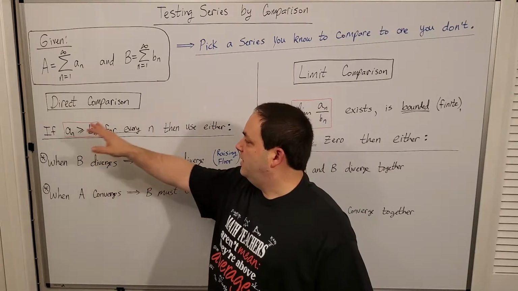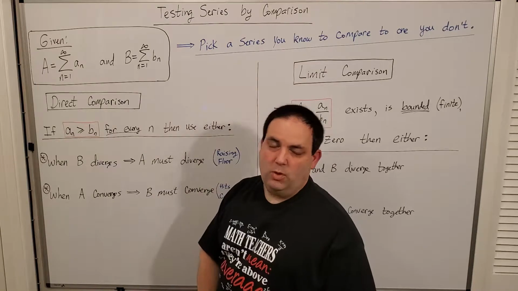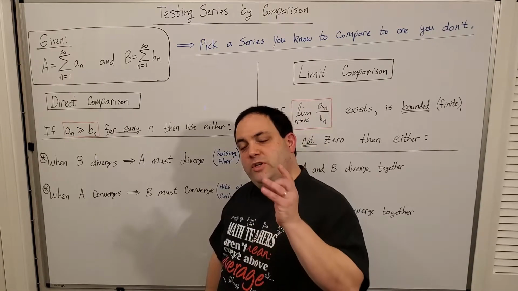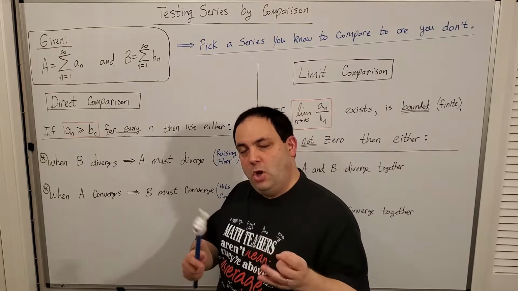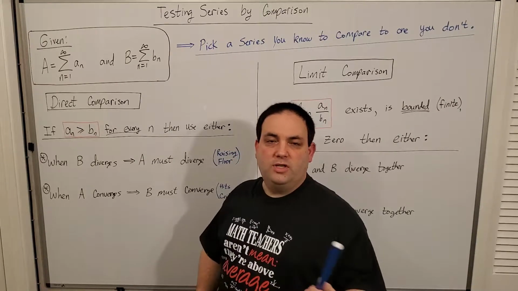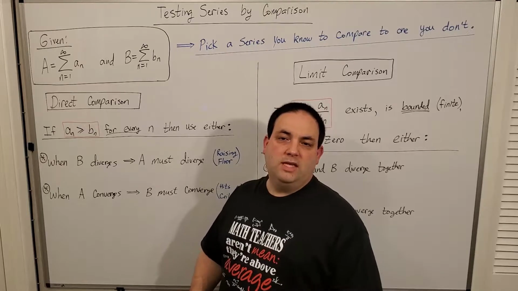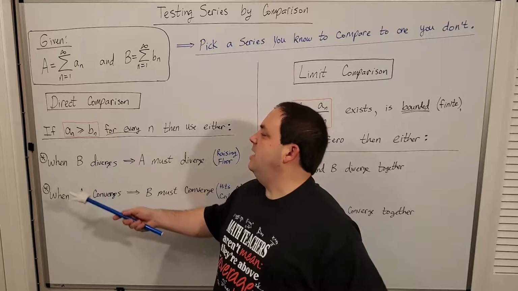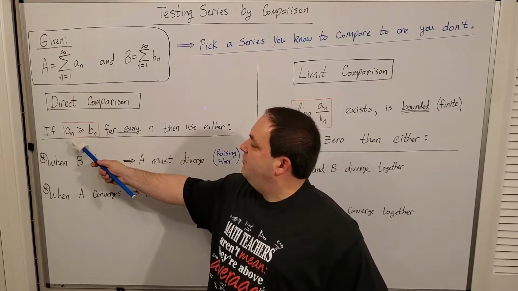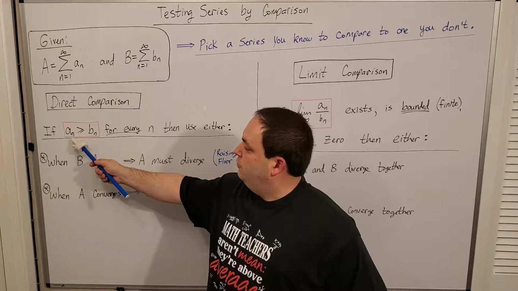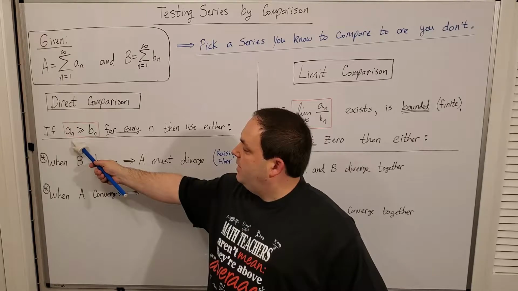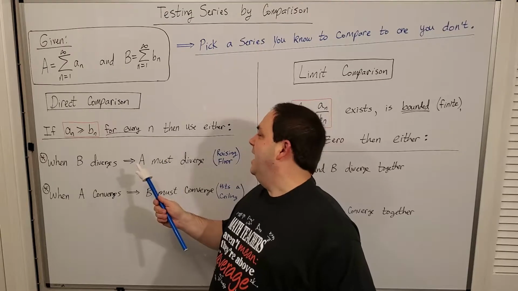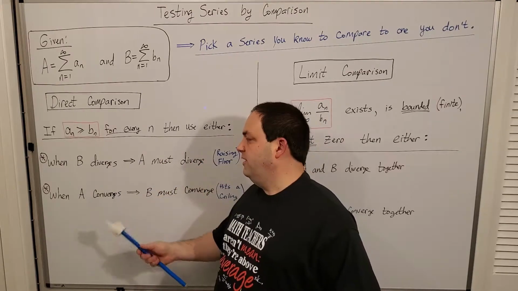Direct comparison is exactly what it sounds like. And we've already done a little bit of this kind of comparing. We just didn't use it for talking about convergence. We used it a lot for talking about when sequences would be decreasing, but it's the same idea. If I can prove that the sequence A sub n is greater than or equal to B sub n for every n, then you can use either one of these two statements.